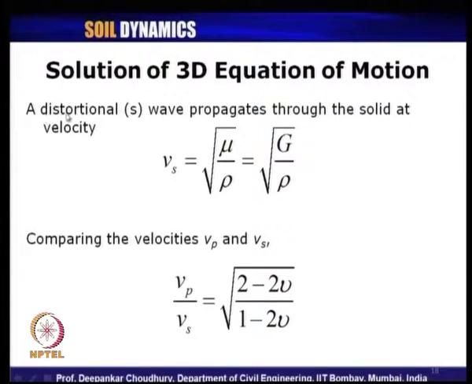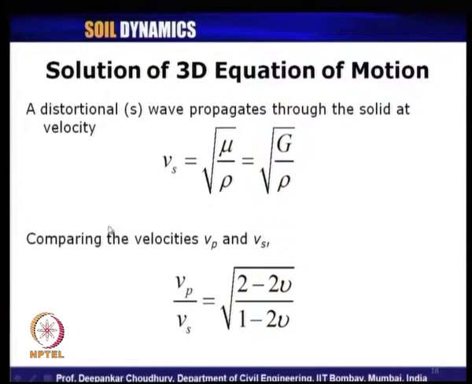The distortional wave is also called distortional wave because it creates a torsion in the media through which the wave is travelling. So, distortional or S wave propagates through the solid at a velocity V s, which is given by root over mu by rho. Mu is that Lame's constant, which if we put in terms of our modulus, what expressions we have obtained earlier, is given by root over G by rho.